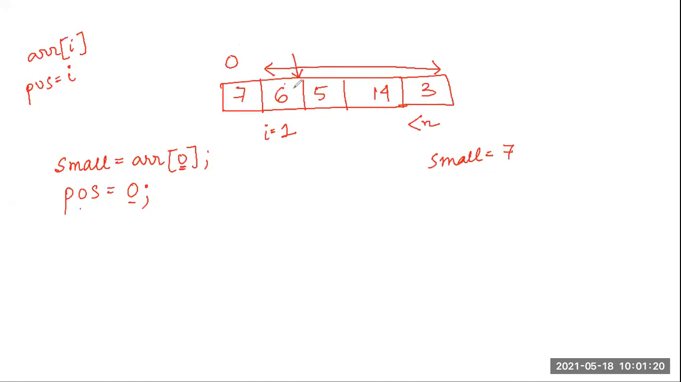First it will check with 6, then it will check with 5, then with 14, then with 3 and so on. And up to this index location it will go. Is this concept clear?